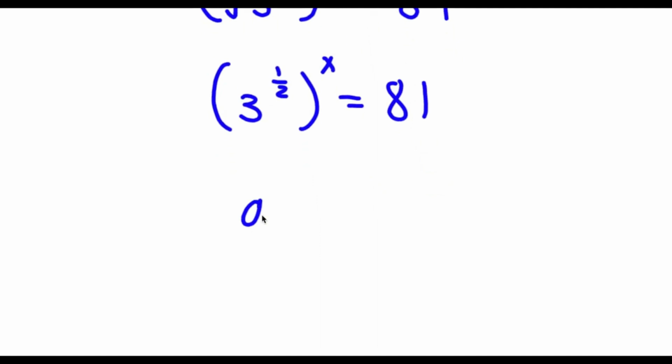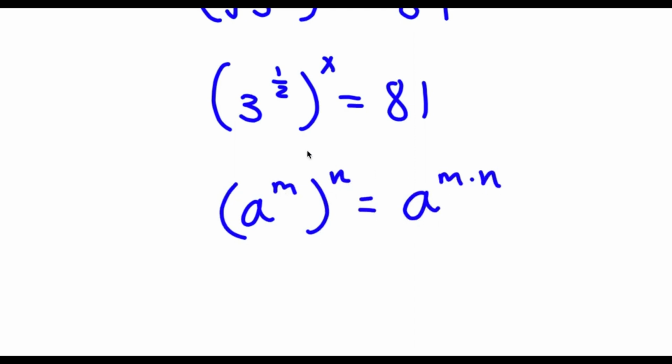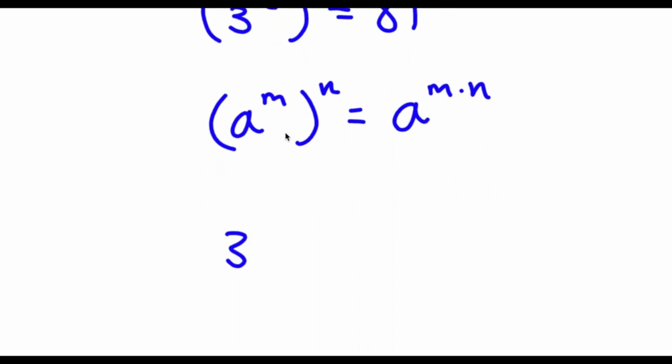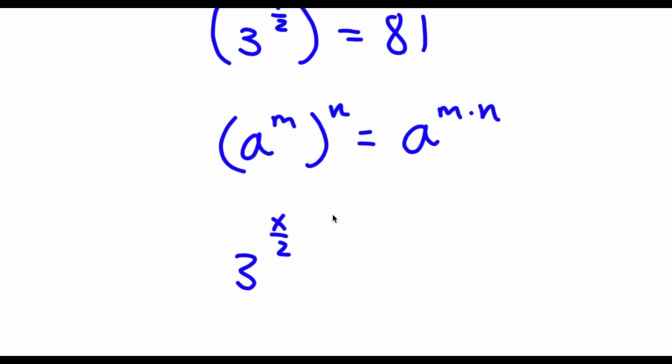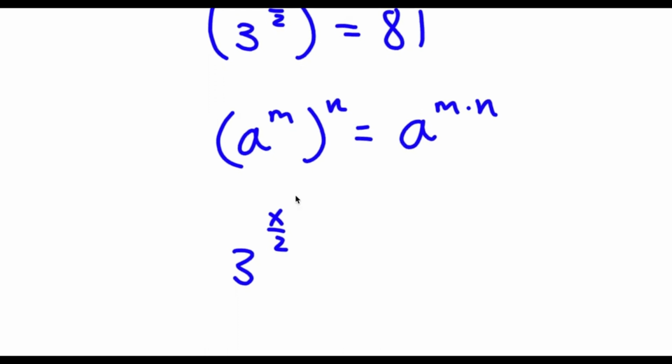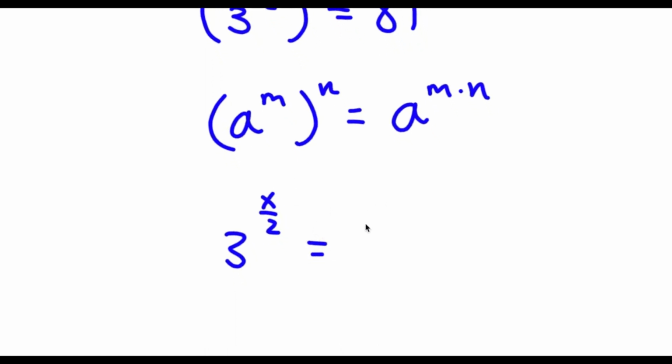Now if I have something in the form a to the power of m to the power of n, this is equal to a to the power of m times n. So in this case, 3 to the power of 1/2 to the power of x, that's going to equal 3 to the power of 1/2 times x, which is simply 3 to the power of x over 2. So I have 3 to the power of x over 2 is equal to 81.